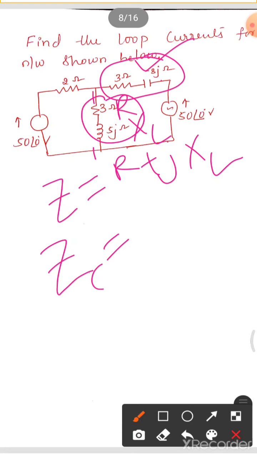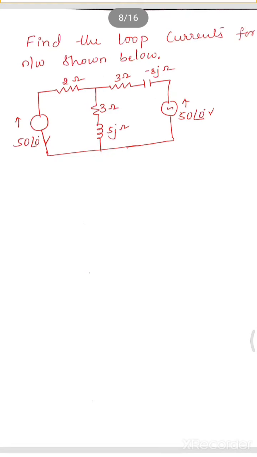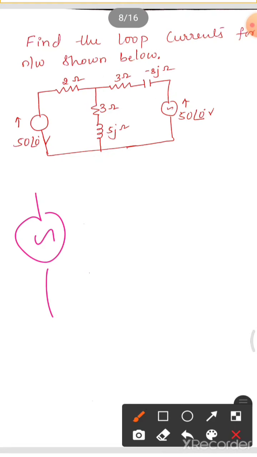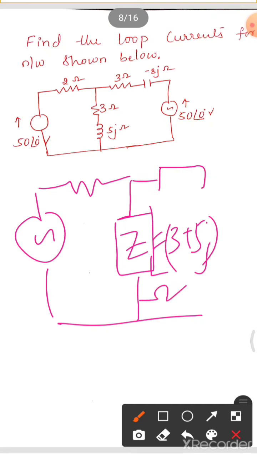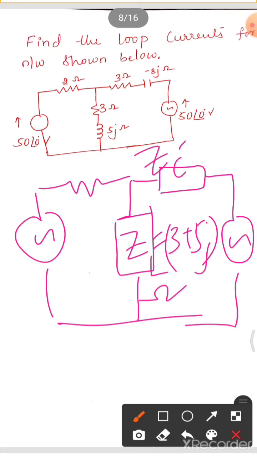You can take it as ZC or Z1, Z2 also. ZC is equal to R minus jXC. In this form we have to write. Let's write that. First one is a voltage source, another one is a resistance. Instead of R and L we will represent this as an impedance, that is ZL, which is equal to 3 plus 5j ohm. Next, we take one more impedance, that is ZC, which is equal to 3 minus 8j ohm.